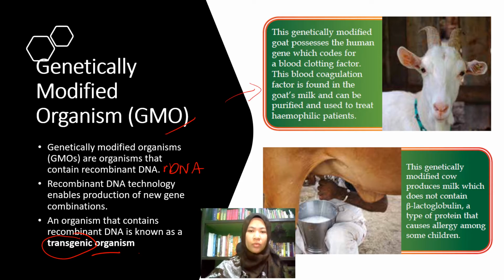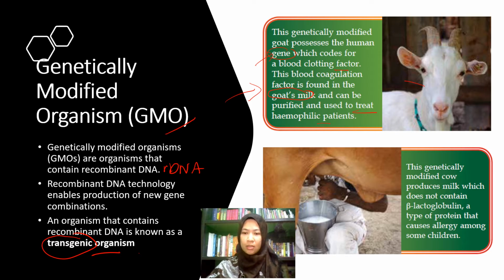Example given here, this genetically modified goat possesses the human gene which codes for blood clotting factor. This blood clotting factor or blood coagulation factor is found in the goat's milk. Dalam susu kambing ini ada agen pembekuan darah. The blood clotting factor can be purified, boleh diambil, boleh diekstrak. Kenapa? Untuk mengubati pesakit hemofilia. To treat hemophilic patients.